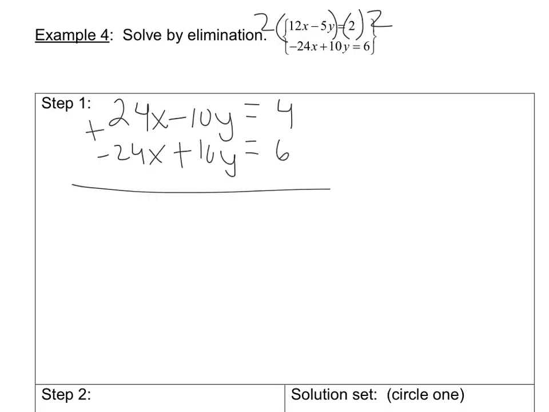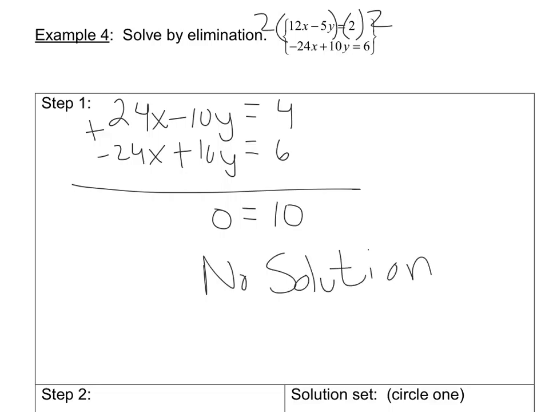Add them together. You get 24 plus negative 24, 0. Negative 10 plus 10, 0. 4 plus 6, 10. Is 0 equal to 10? No, so that means no solution. So let's take a look at another.